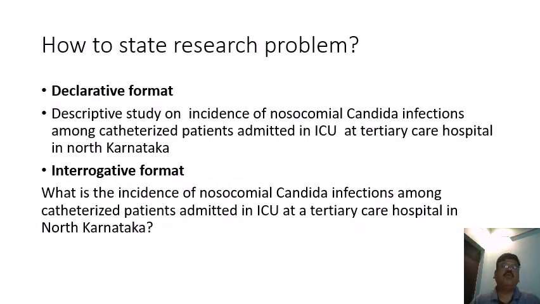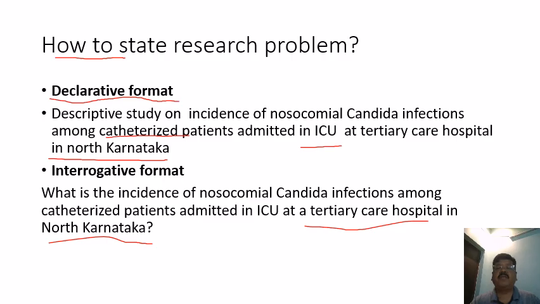So now, how to state the research problem? There are two formats. One is a declarative format. Example: descriptive study on incidence of nosocomial candida infections amongst catheterized patients admitted in ICU at tertiary care hospital in North Karnataka. So this is the declaration statement form. And then another one is the interrogative form. Interrogative form means a question is asked. What is the incidence of nosocomial candida infections among catheterized patients admitted in ICU at tertiary care hospital in North Karnataka? So this is in the form of a question we are asking. So that is the interrogative format.